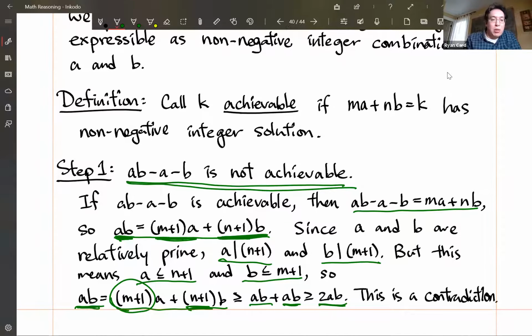Okay, so let's get to step 2. If you have a number bigger than this, strictly bigger, then it is achievable.